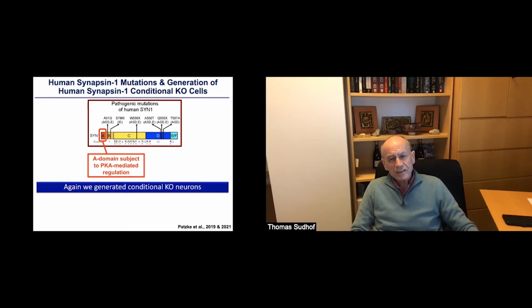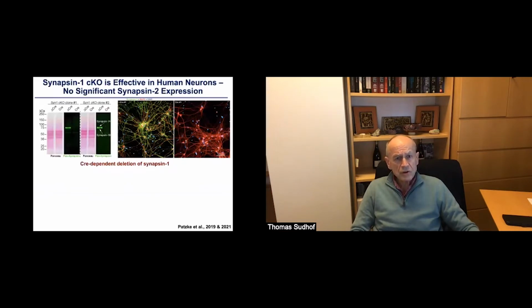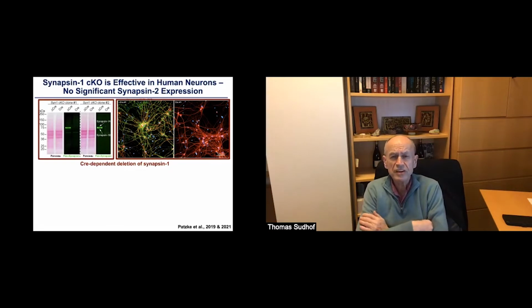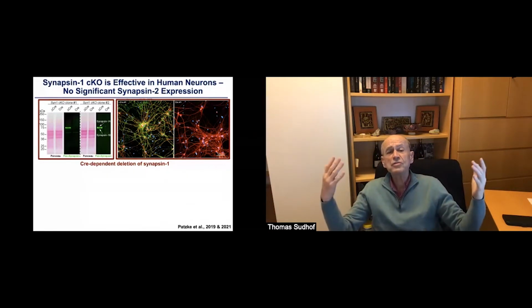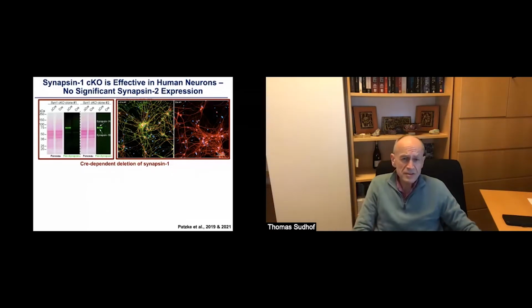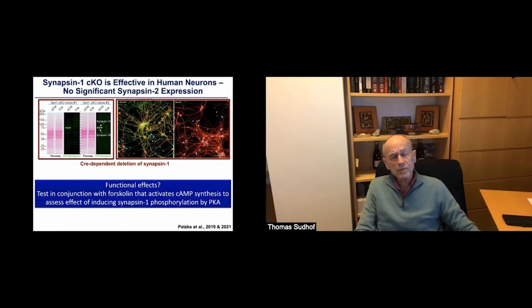We again generated conditional knockout neurons from humans. And in these knockout neurons, we completely deleted synapsin 1, as you see here, as a function of recombinase. As you can see here on the right, by this immunocytochemistry for synapsin, it's gone, as it should be. But the neurons are otherwise normal in terms of the synapse numbers, in terms of their morphology. So we now have a model system to investigate in a genetically controlled manner the effects of a synapsin mutation.